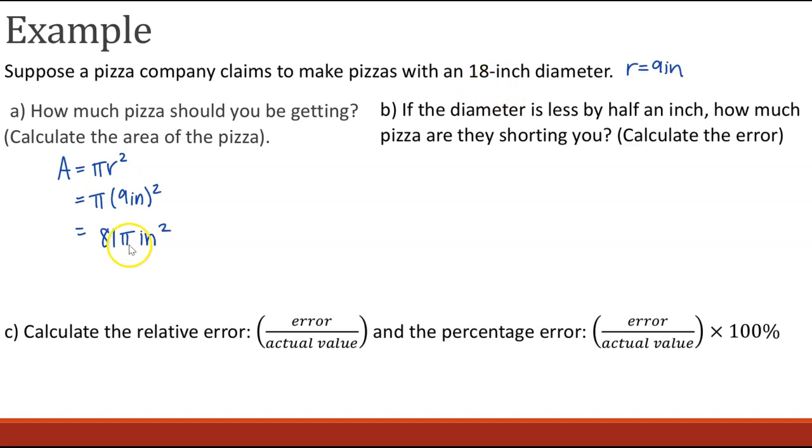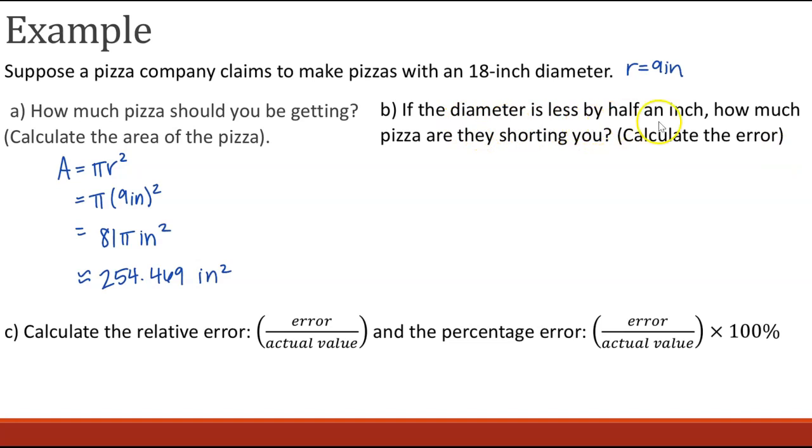So that's the exact answer. Let's go ahead and approximate that answer. It's approximately 254.469 inches squared. So that's how much pizza we should be getting. But in part B, we're told if the diameter is less by 1/2 an inch, how much pizza are they shorting you? So we want to calculate the error.